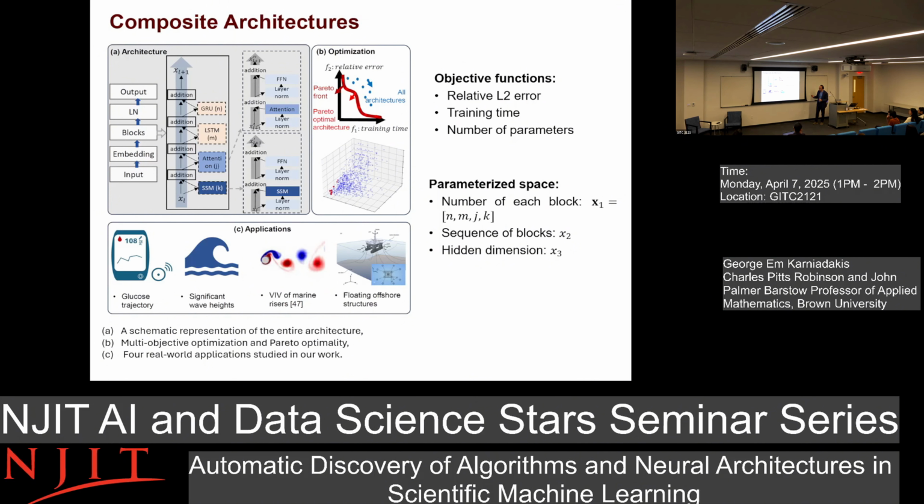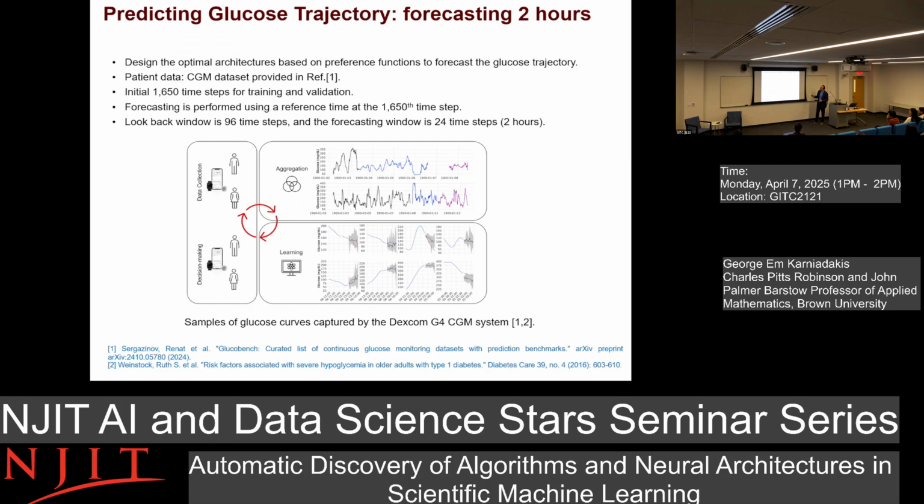So I have many applications here. I'm going to show only this, and then I will stop. So this first application is, as I said, about predicting glucose trajectories for the next 2 hours. That's very important, for example, to prevent any hypoglycemia or hyperglycemia events. Basically, you're monitoring your glucose, and you may have many patients here. I forgot how many we have, 90. And you are looking at the past, and you're trying to predict the next 96 time steps, which amounts to 2 hours.